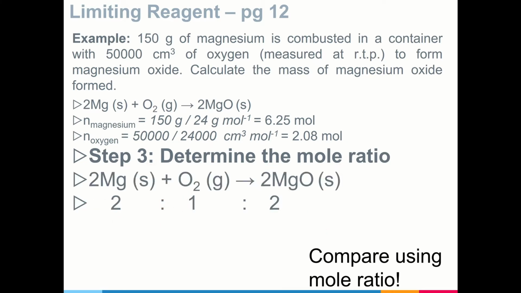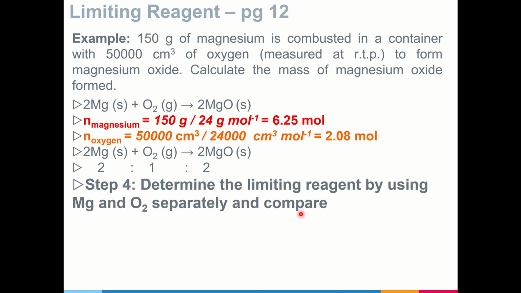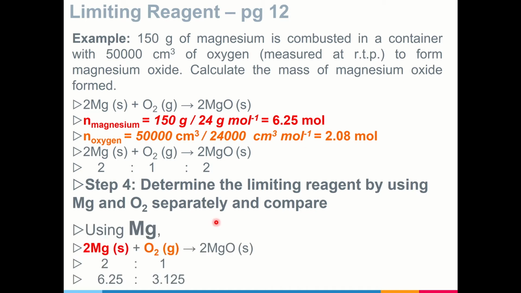First of all, 2:1:2. I don't know which one is the limiting reagent, so I just assume one. I'm going to use magnesium first. Look here carefully. Magnesium to oxygen is 2:1. I'm given 6.25 moles of magnesium, so 6.25 moles of magnesium will require 3.125 moles of oxygen.